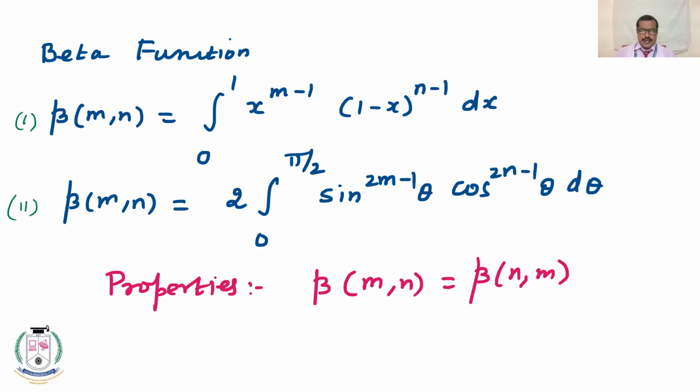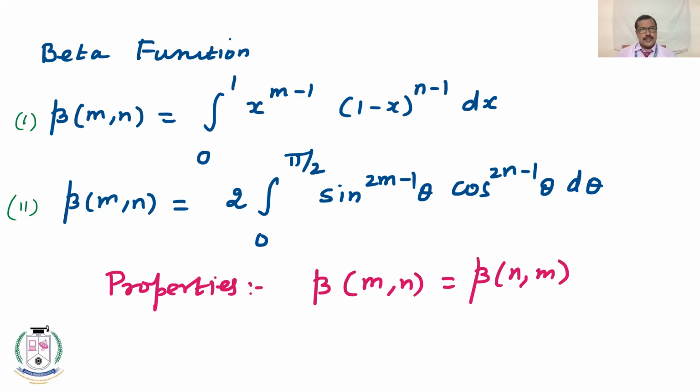Beta of m comma n is integral 0 to 1 x power m minus 1 times (1 minus x) whole power n minus 1 dx. There is an alternate form of beta of m comma n, which is 2 times integral 0 to pi by 2 sine to the power of 2m minus 1 theta cos power 2n minus 1 theta d theta. And the most important property that will be useful for solving problems of beta function is beta of m comma n is equal to beta of n comma m.